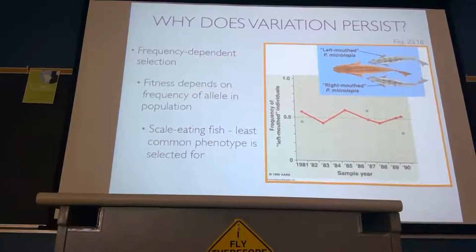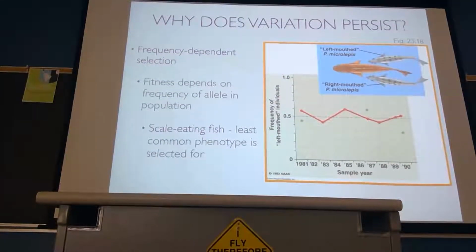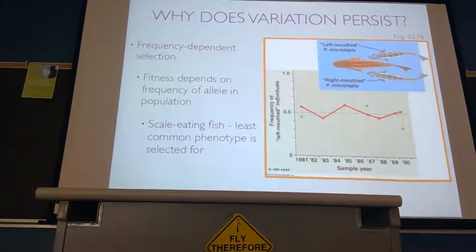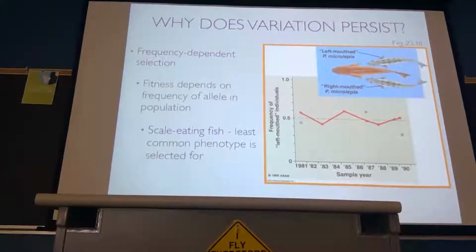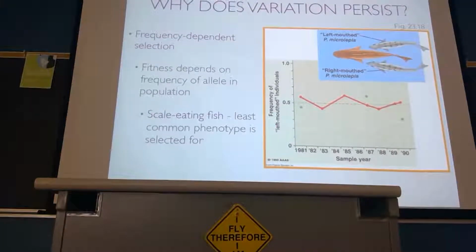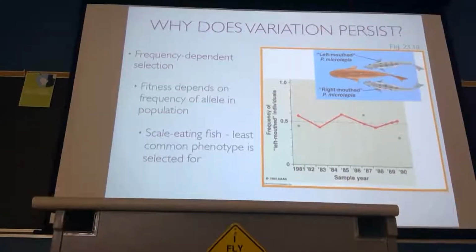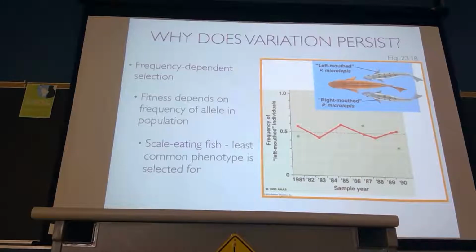Okay. All right. So again, variation persists because sometimes being less abundant actually is better in terms of survival and reproduction. Not only can there be an advantage to having both alleles and variation persisting, but sometimes being less abundant actually becomes advantageous.